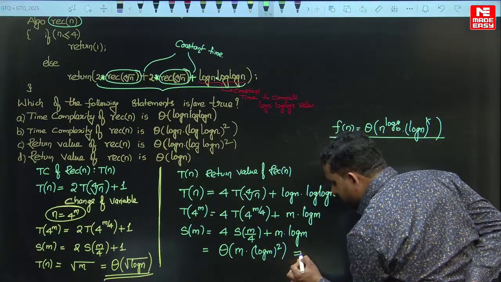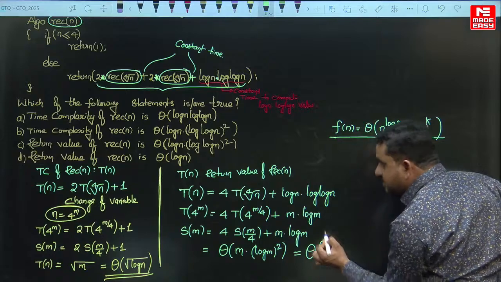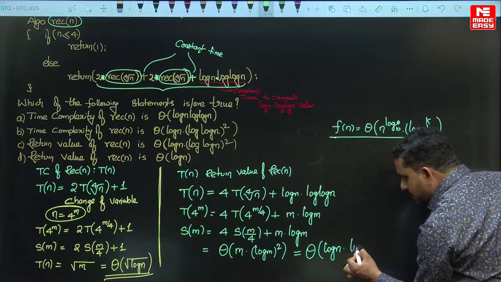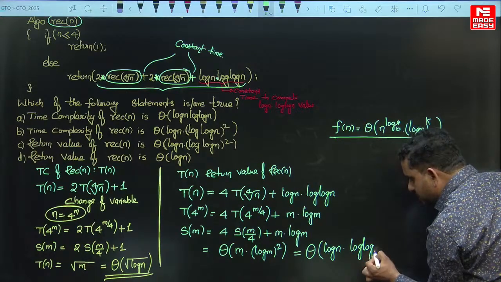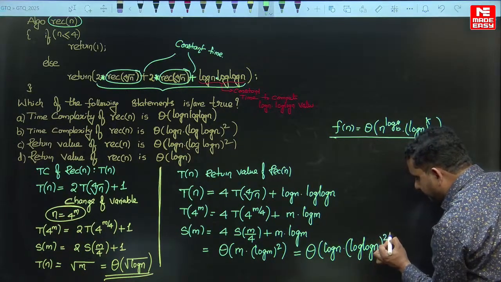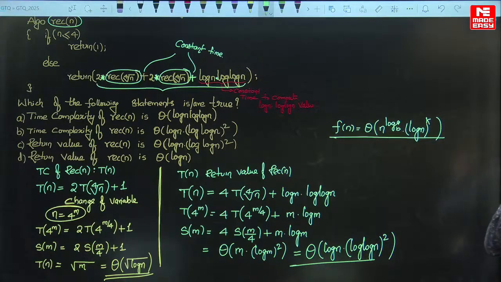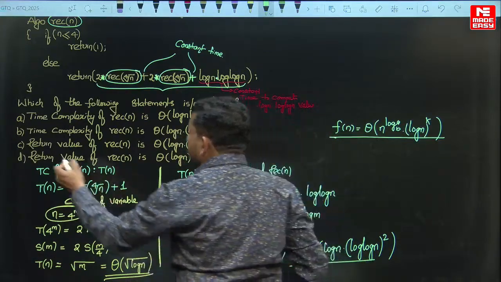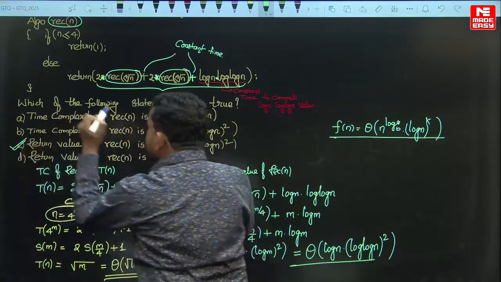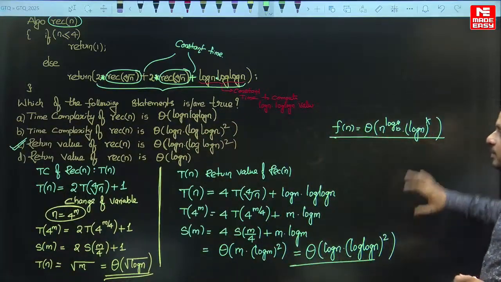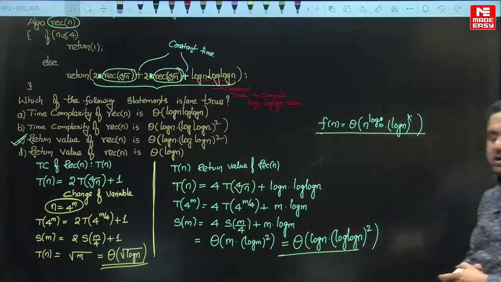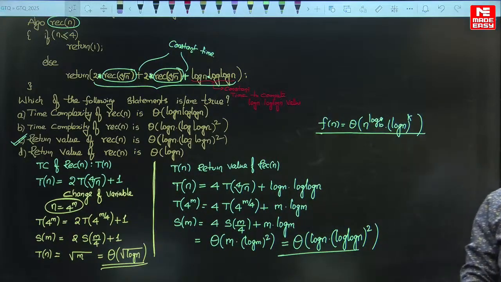Then change m to n. So m is log n base 4, so log n multiplied with log log n whole square. Right. So this is the return value, log n multiplied with log log n whole square. So option C is the only correct statement, because the time complexity is root log n, and root log n is not there in any of the options.